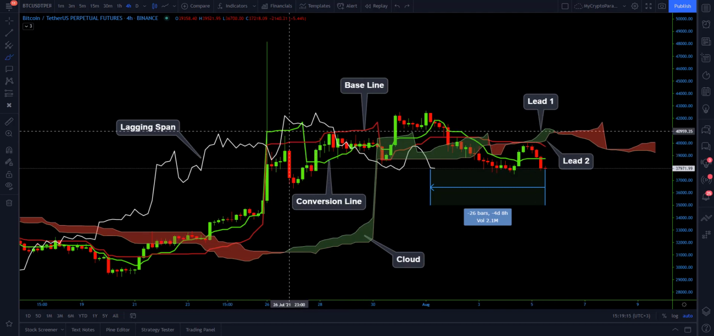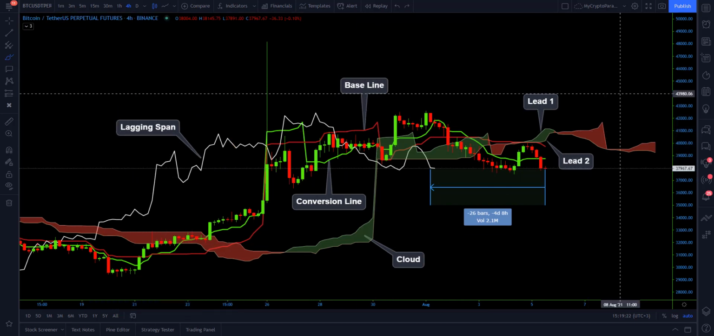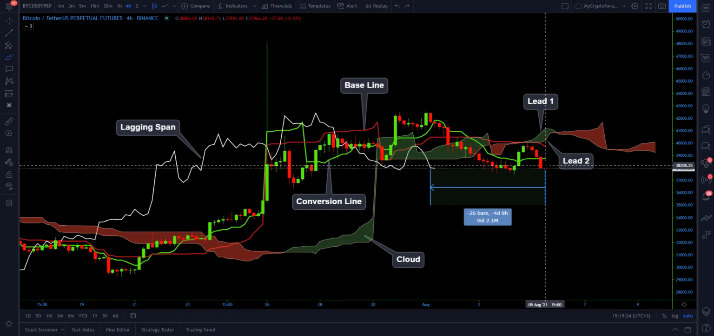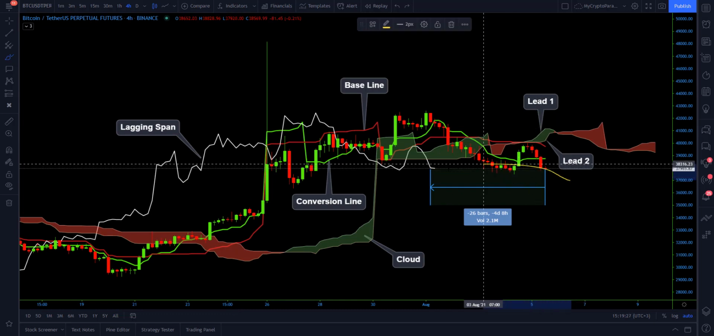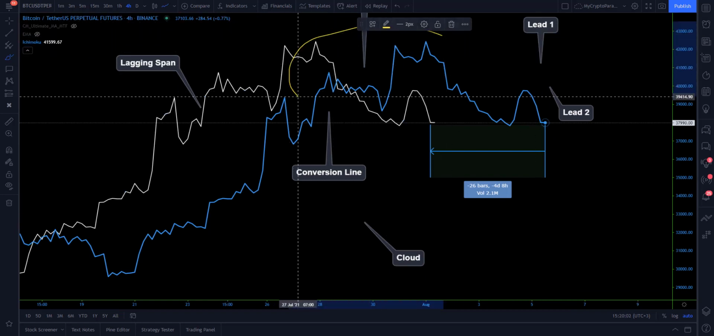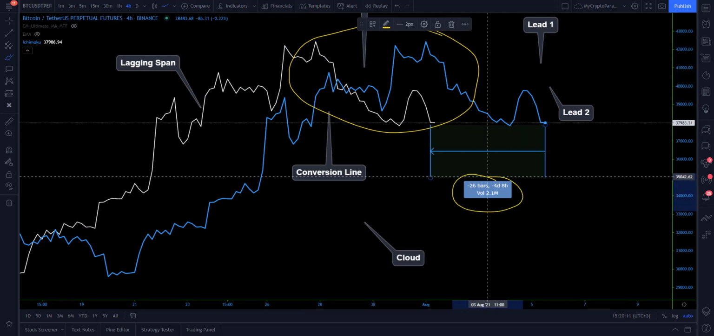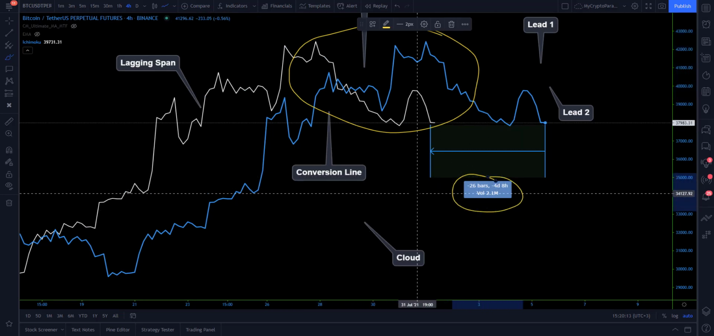Now, the final line is the lagging span, which is in white. In essence, this is simply the price which is lagging by 26 bars. So if we remove other lines, we can clearly see that this is simply a replication of the price, which is placed 26 bars back as per default settings.